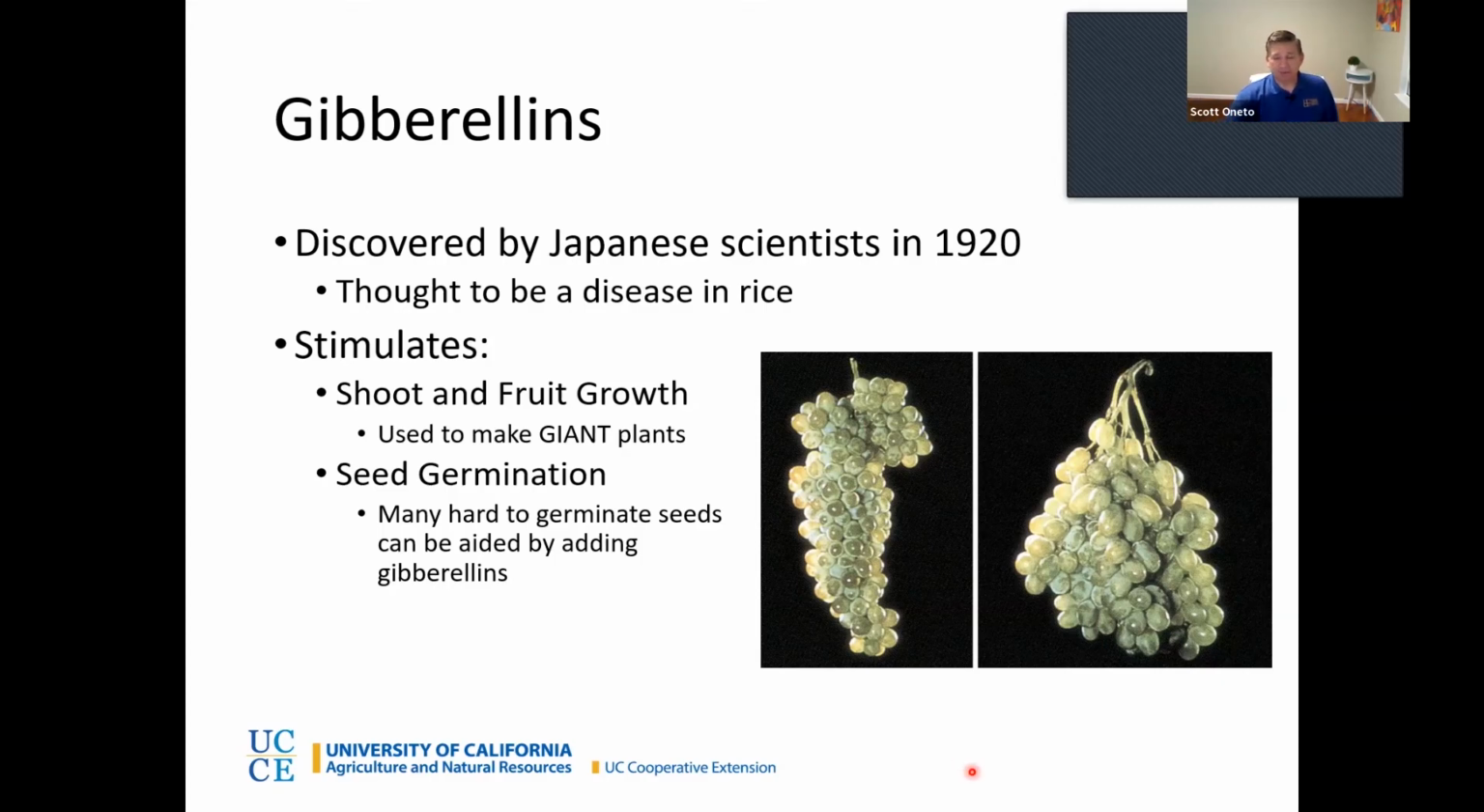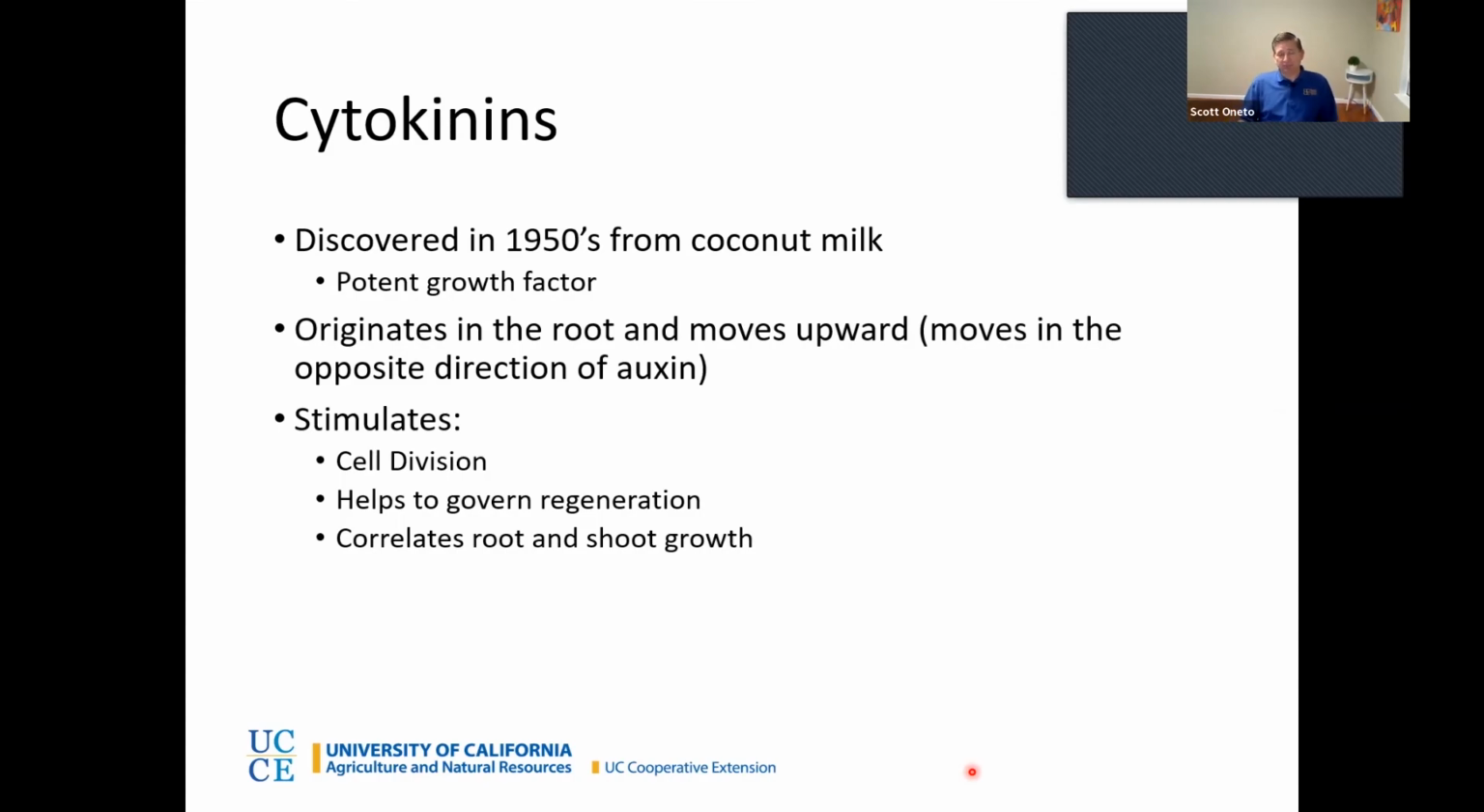Now, the third plant hormone that I'm going to cover is what we call cytokinins. So cytokinins is one of those plant hormones that originates in the roots and then moves upward. So unlike auxin that is made in the tip of the plant and moves downward, cytokinins is just the opposite. It's made down in the roots and then moves upwards. And some of its major functions is that it helps govern cell division. Also, it's helpful in that regeneration process and then correlating root and shoot growth.